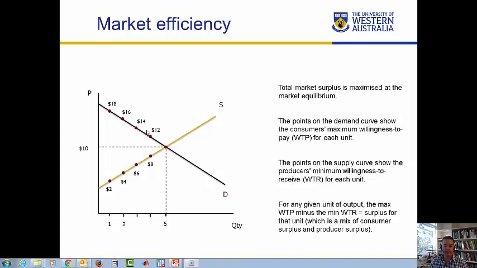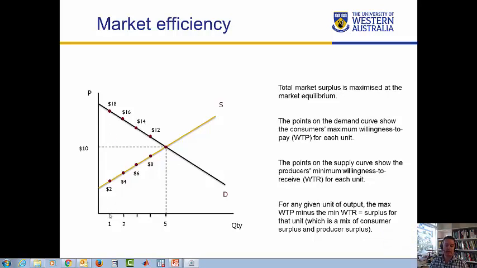Now what I've got here is a demand and supply diagram, but I'm going to interpret the points on the demand curve highlighted by red dots and then the points on the supply curve highlighted by the red dots. Because they're actually quite important to the idea of market efficiency, or explaining the idea of market efficiency.